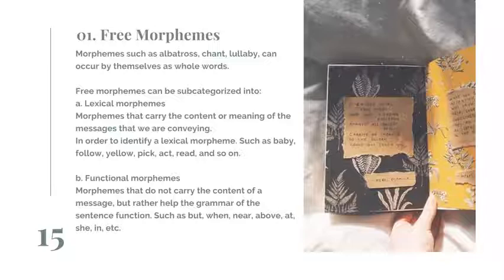Free morphemes can be subcategorized into lexical morphemes: morphemes that carry the content or meaning of the message that we are conveying, such as baby, follow, yellow, pig, read, and so on. And functional morphemes: morphemes that do not carry the content of a message, but rather help the grammar of the sentence function, such as but, when, near, above, at, she, in, and so on.